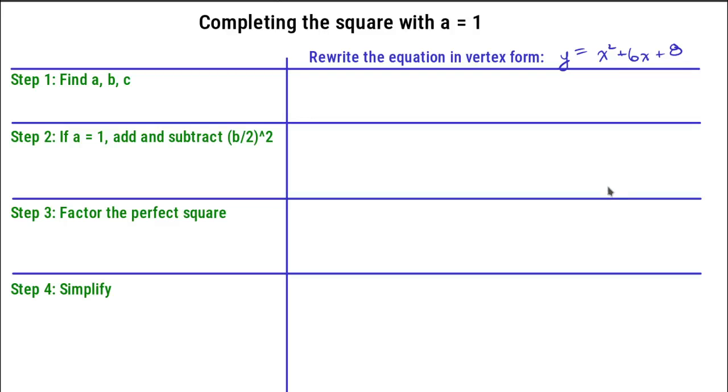If we have a quadratic equation with leading coefficient 1, a equals 1, we can complete the square to rewrite it in vertex form by following these 4 steps. So let's look at y equals x squared plus 6x plus 8.